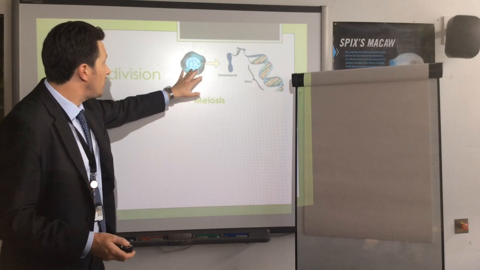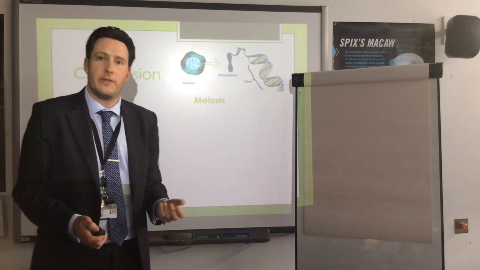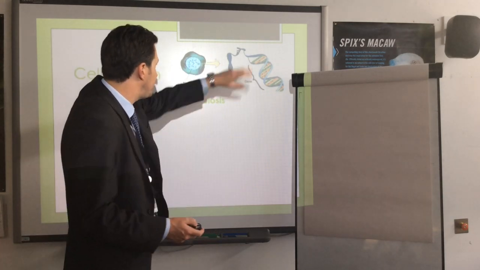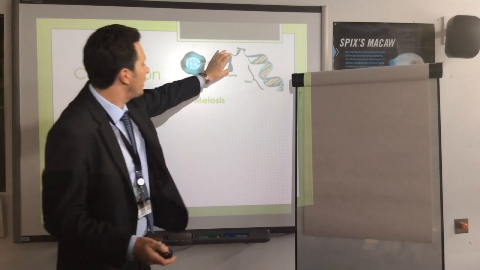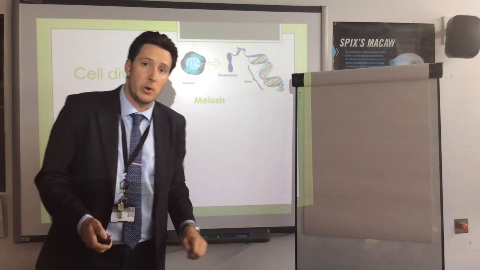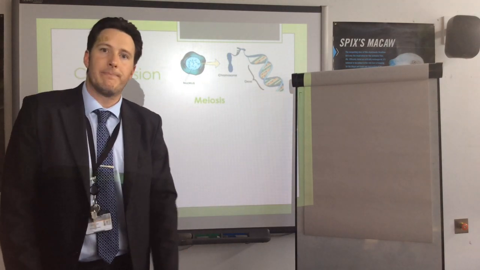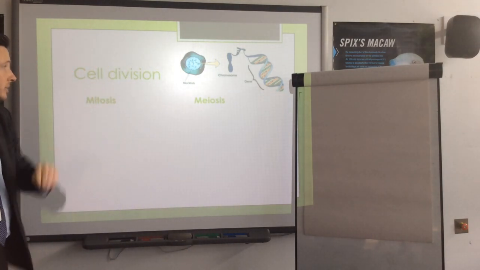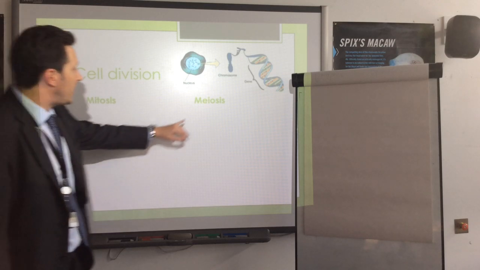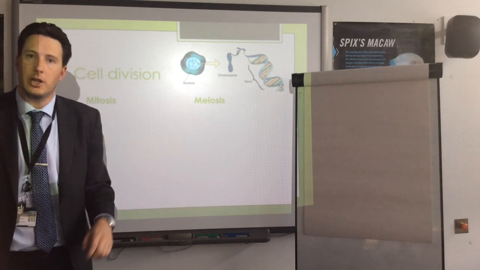There are two ways a cell can divide. There are two types of cell division we need to know a bit about. We need to know the basics. Inside the nucleus you find chromosomes. Chromosomes are coiled bits of DNA, and one part of DNA is a gene. The two types of cell division are mitosis and meiosis.